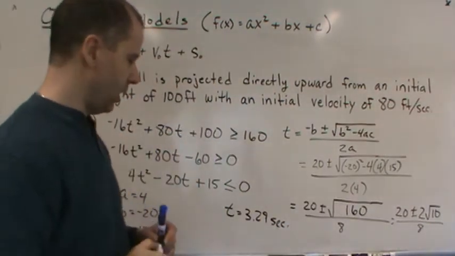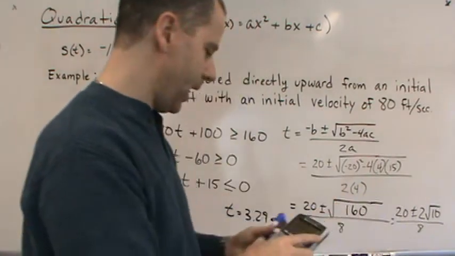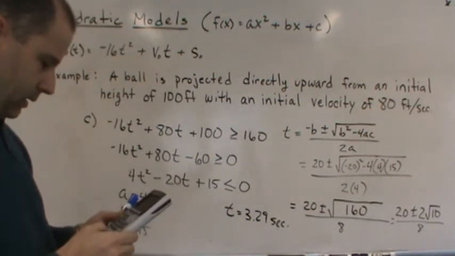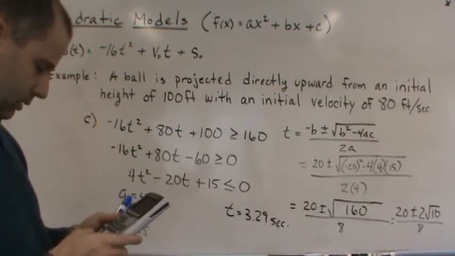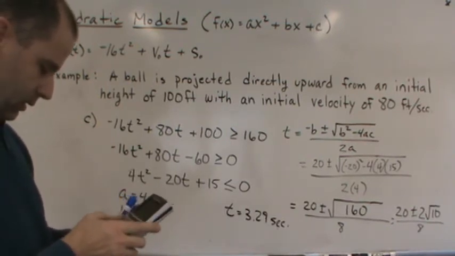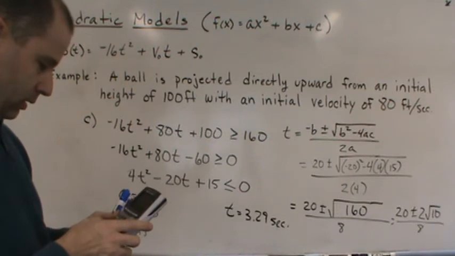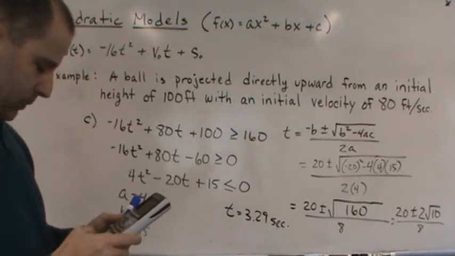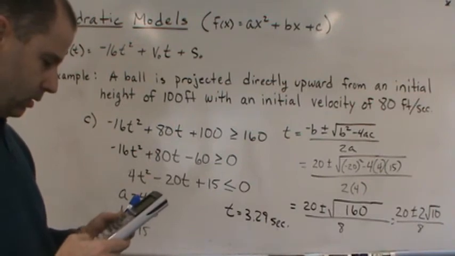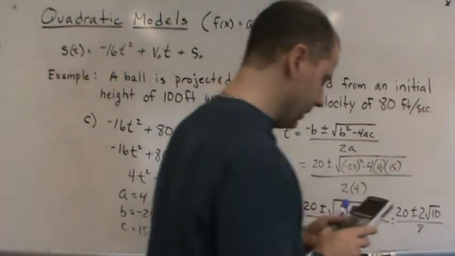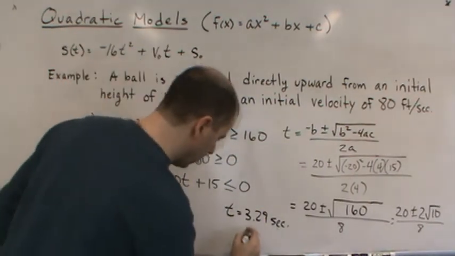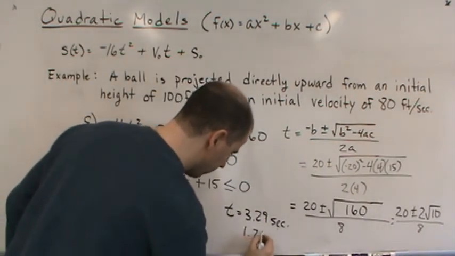Okay? Now let's do the other one, because now we have to do the subtraction. So let's do 20 minus 2 times the square root of 10 divided by 8, and we get 1.71 seconds.